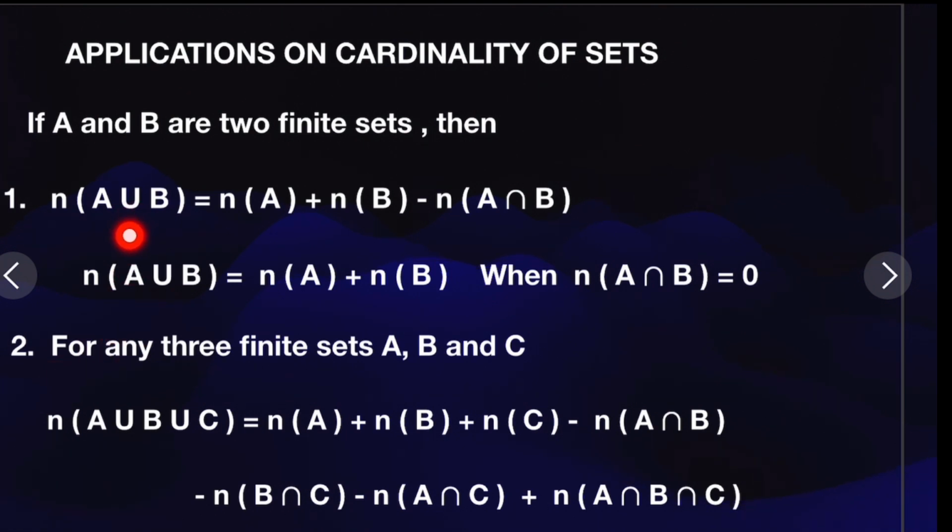And the same thing can be written for three sets. n(A union B union C) is equal to n(A) plus n(B) plus n(C) minus n(A intersection B) minus n(B intersection C) minus n(A intersection C) plus, be careful here, it becomes plus n(A intersection B intersection C).